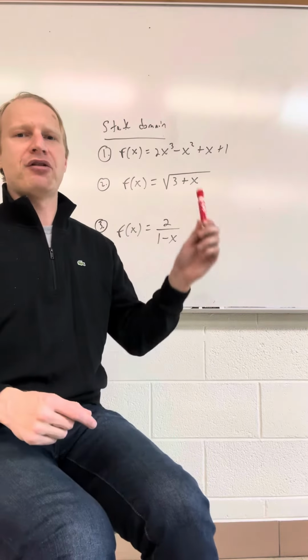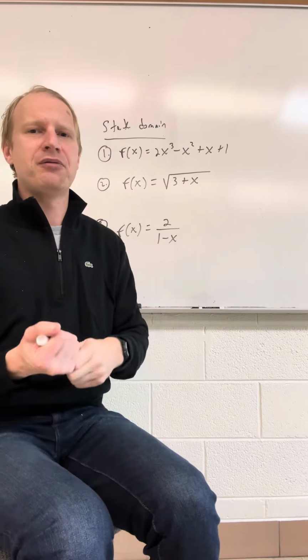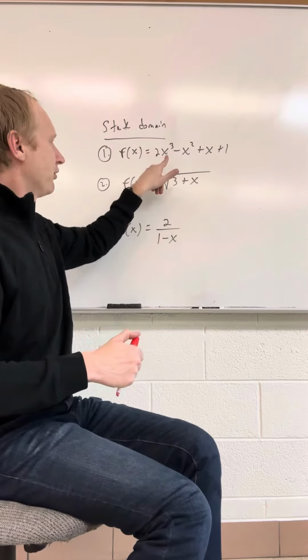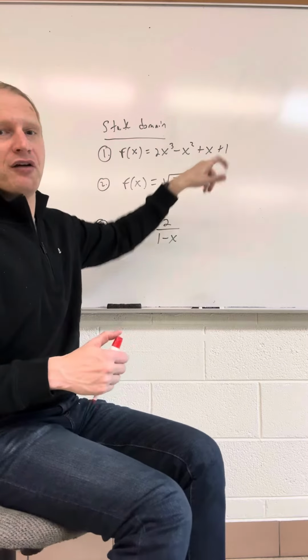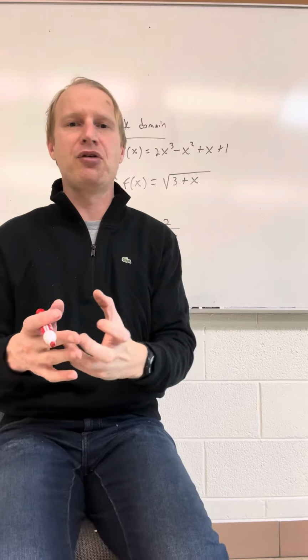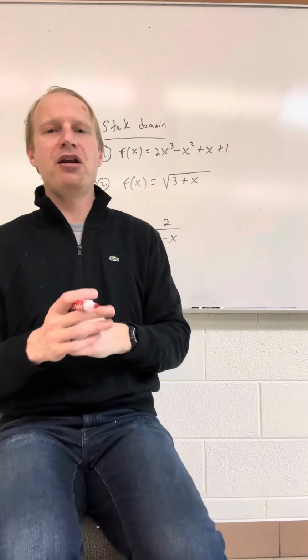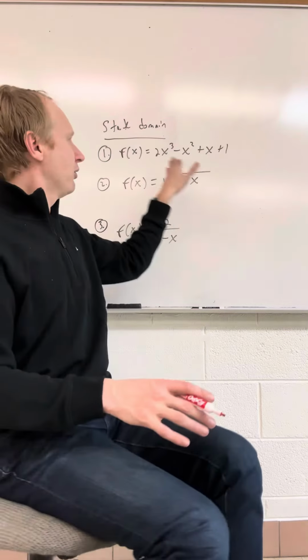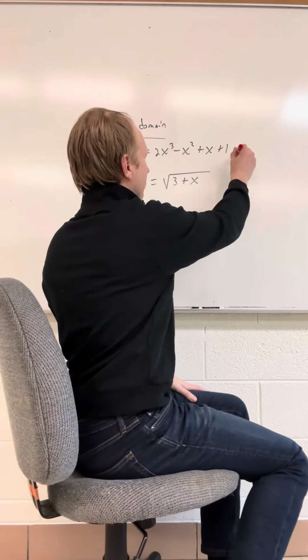All right, so we are asked to find the domain here for these problems. Now the first one, we just have a polynomial, 2x to the third minus x squared plus x plus 1. You can put any number you want in for x, right? The domain is what numbers you can put in for x. So we can put any number we want in for x for that one. So this is going to be a domain of all reals.